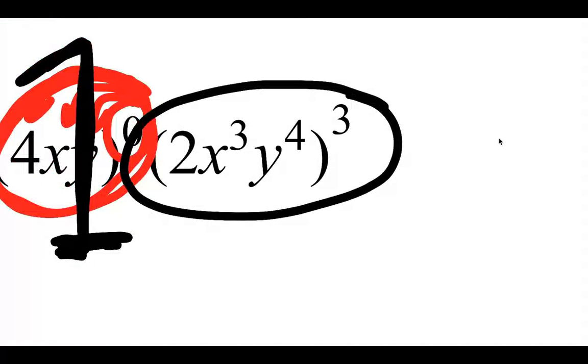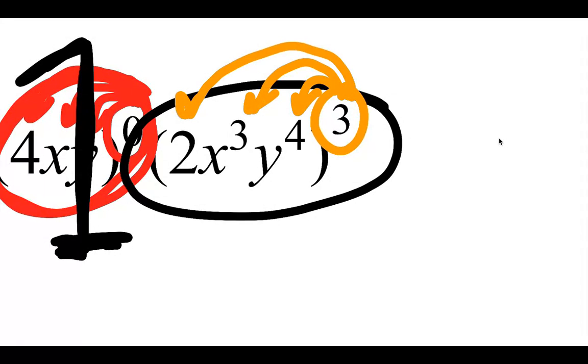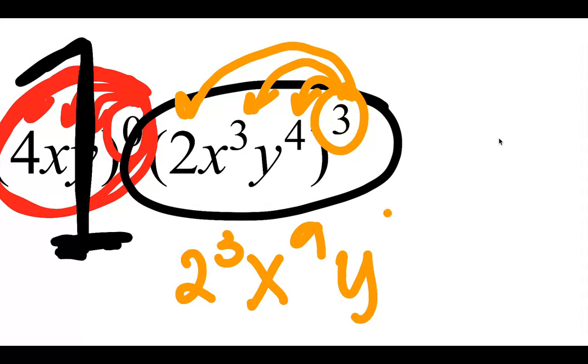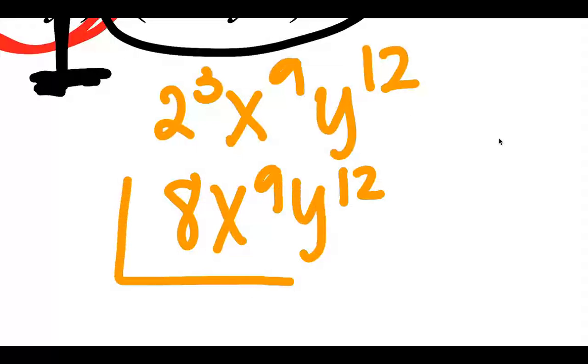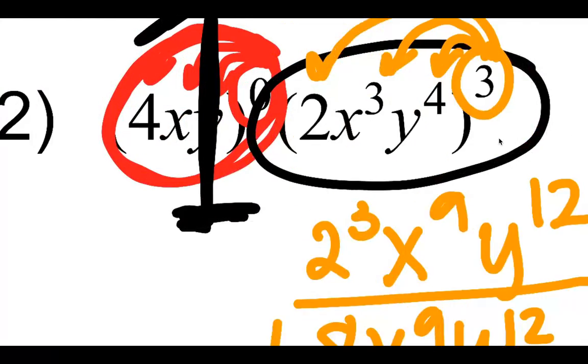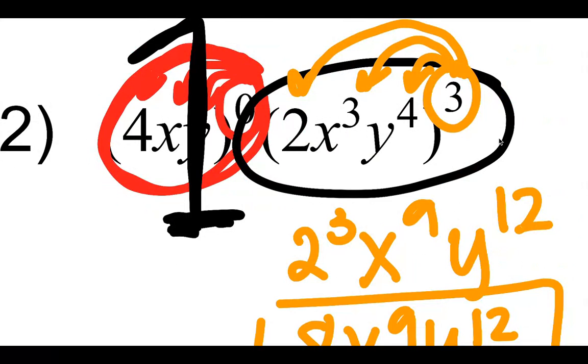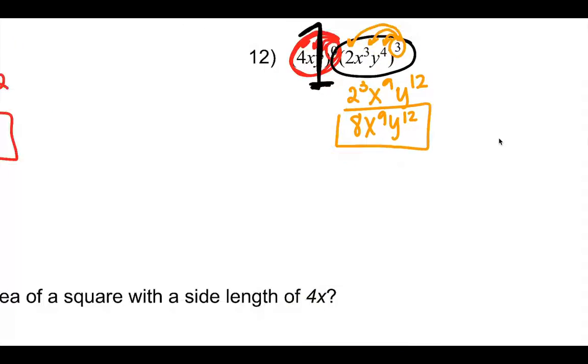So now I can focus on taking this 3 and putting it to everything inside the parentheses. So 2 to the 3rd power. X, 3 times 3 is 9. Y, 3 times 4 is 12. Well, 2 to the 3rd power is really 2 times 2 is 4, times 2 is 8. X to the 9th power, y to the 12th. So that's pretty cool when this happens and you've got a big long monomial or polynomial or whatever it is, the 0 power just makes 1. It cancels out. It's gone. Which we talked about yesterday, why that happens.